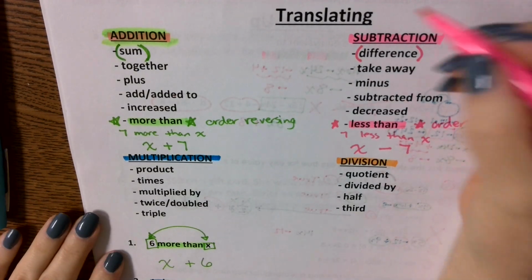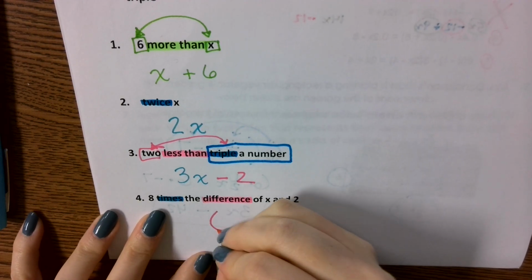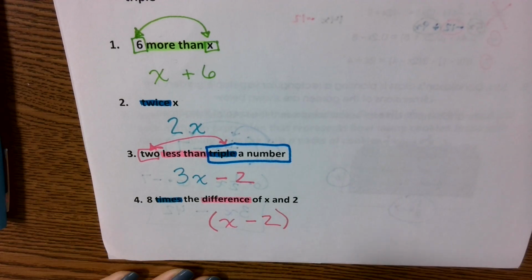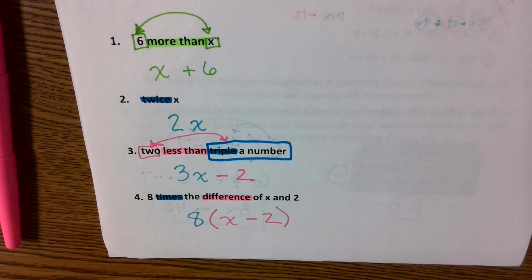Right. If it's a difference, you have to put it in parentheses when there's another operation occurring with it. So we're going to take x minus 2 inside of parentheses, and then we're going to put the multiplication of 8 on the outside. So 8 times (x minus 2).